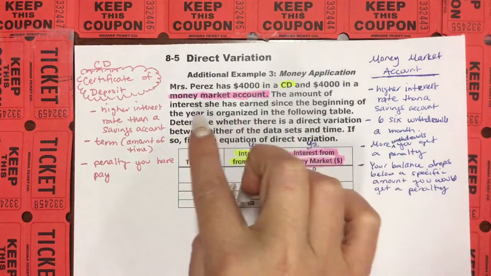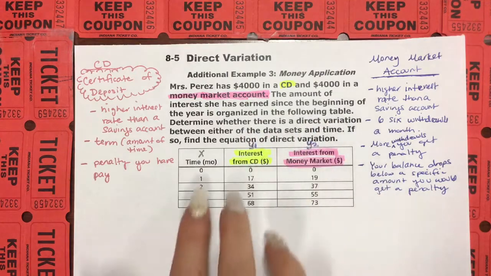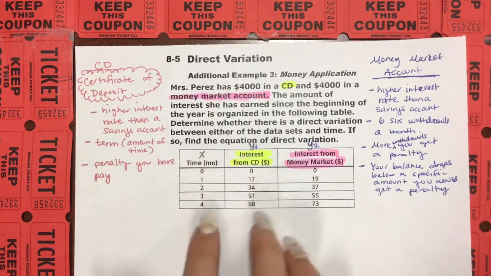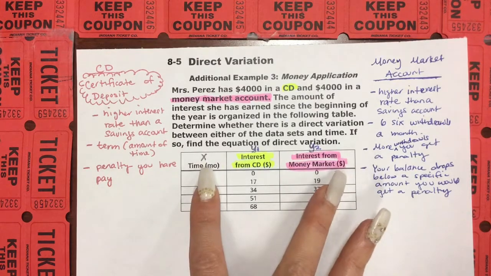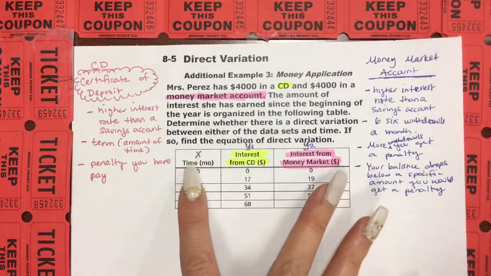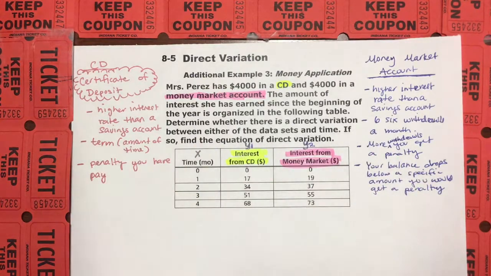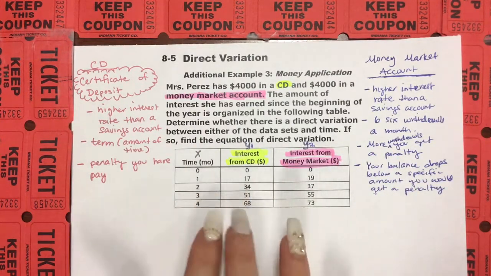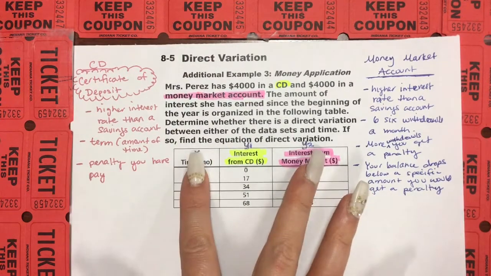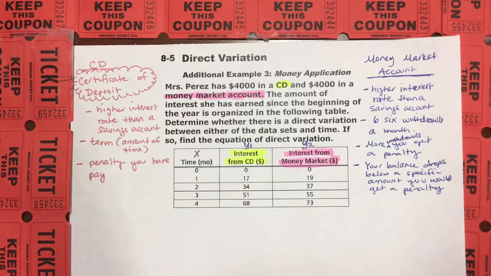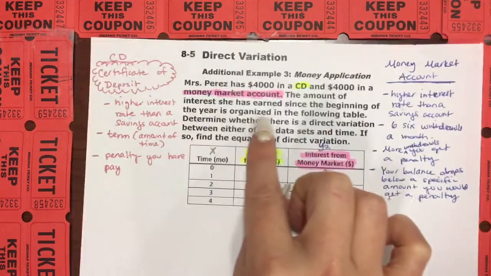It says the amount of interest she has earned since the beginning of the year is organized into the following table. So here is the X with this Y1, and then here's the X with this Y2. So it's actually two different tables. This is the first table, and this is the second table, but they've kind of just conveniently put it all into one table. So we just need to understand how to read this table. This is the X and the Y1 value, and this is the X and the Y2 value of two separate things.